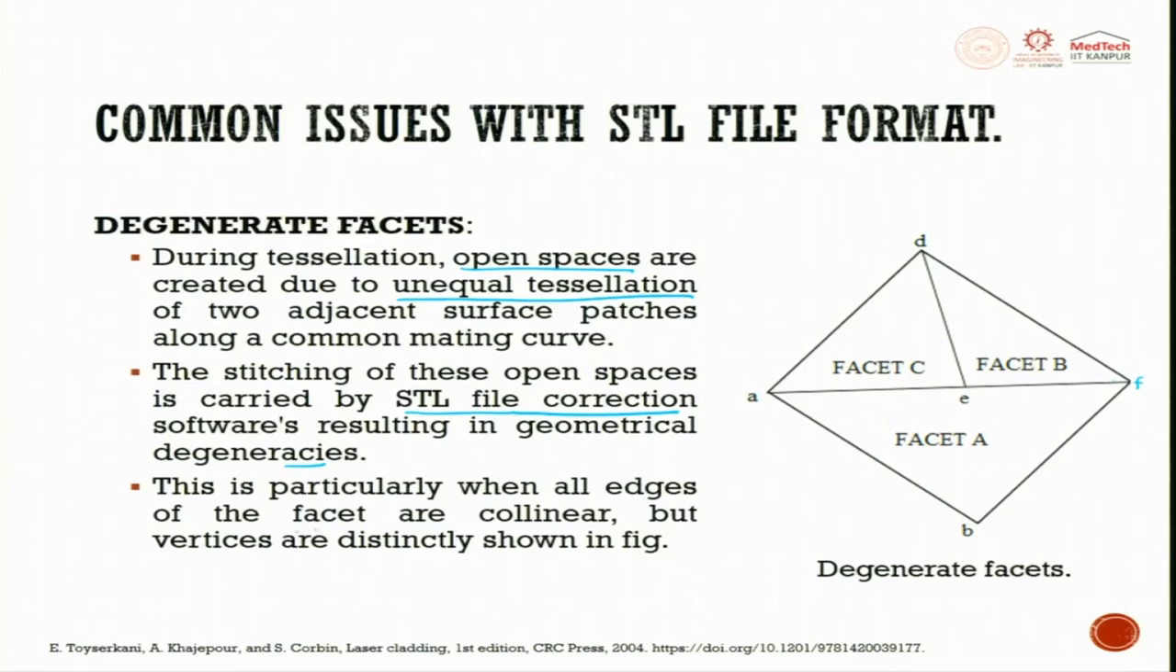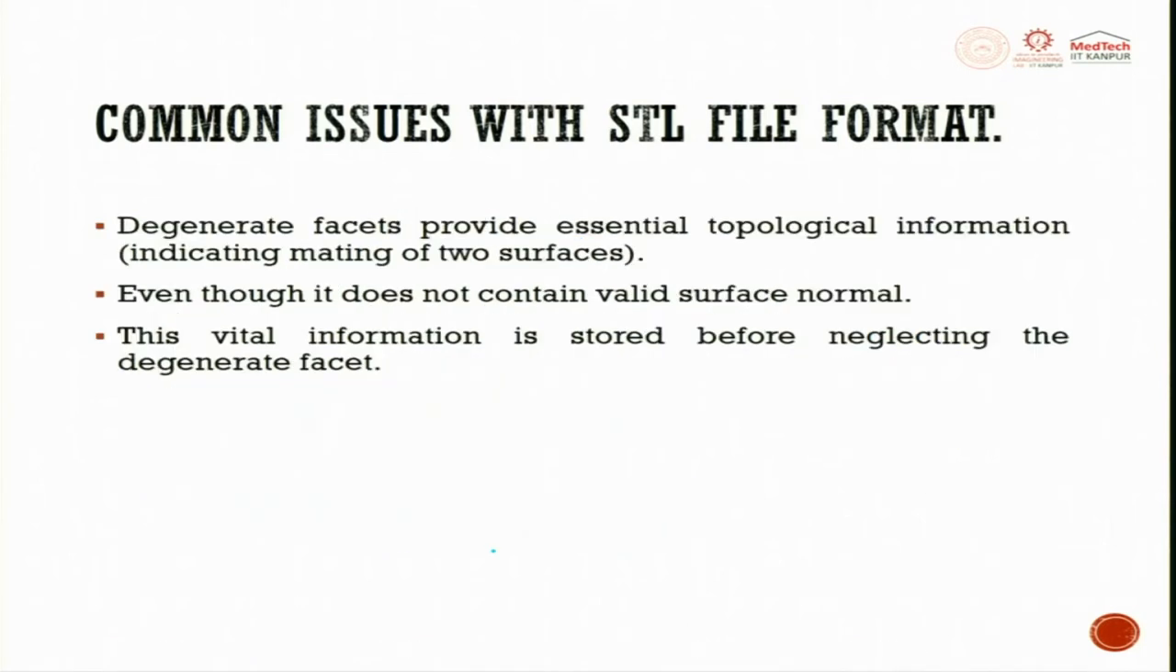This is particular when all edges of the facet are collinear, but vertices are distinctly shown in the figure. They are all collinear and distinctly shown in the figure. This is a degenerated facet. Degenerated facet provides essential topological information indicating mating of two surfaces. Even though it does not contain a valid surface normal, this vital information is stored before neglecting the degenerated facet. So, degenerated facet provides essential topological information. So, this is a very, very valid point.